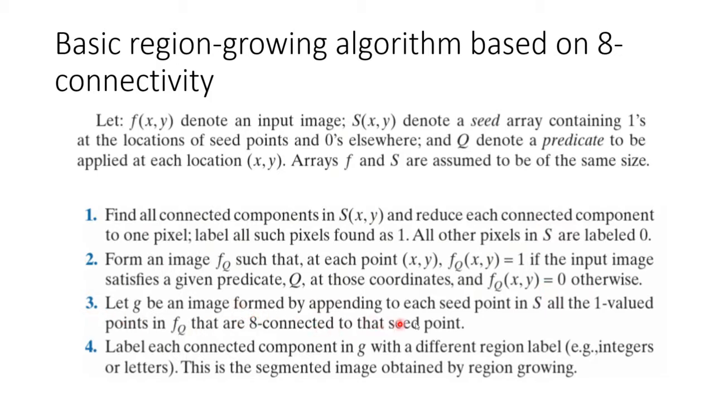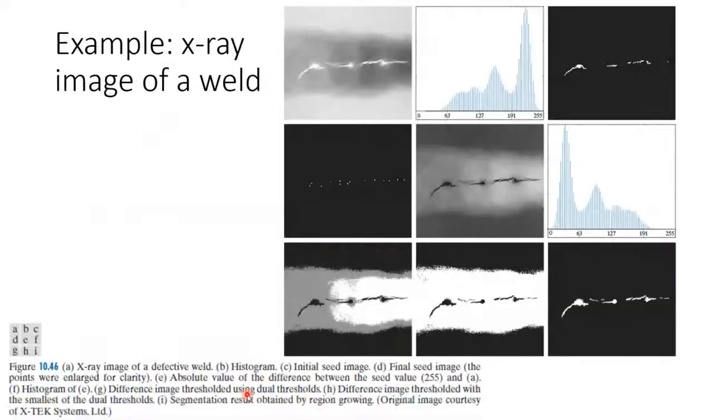Let G be an image formed by appending to each seed point S all the 1-value points of FQ, so all the points that satisfy this predicate. I'm going to form a new image with the points that are 8-connected to this seed point. Then the final step is to label each connected component in this new image, formed with all pixels that satisfy this predicate, with a region label. It could be integers or letters or names and so on. So that's the segmented image with region growing.